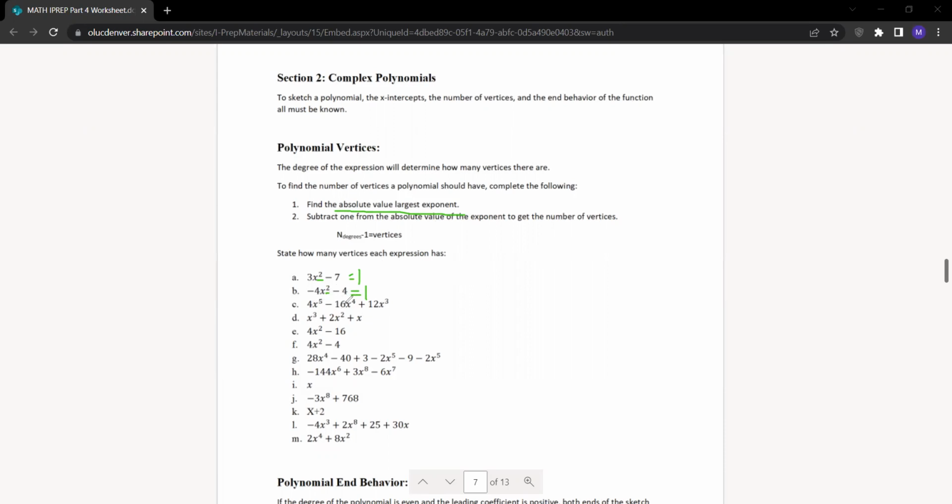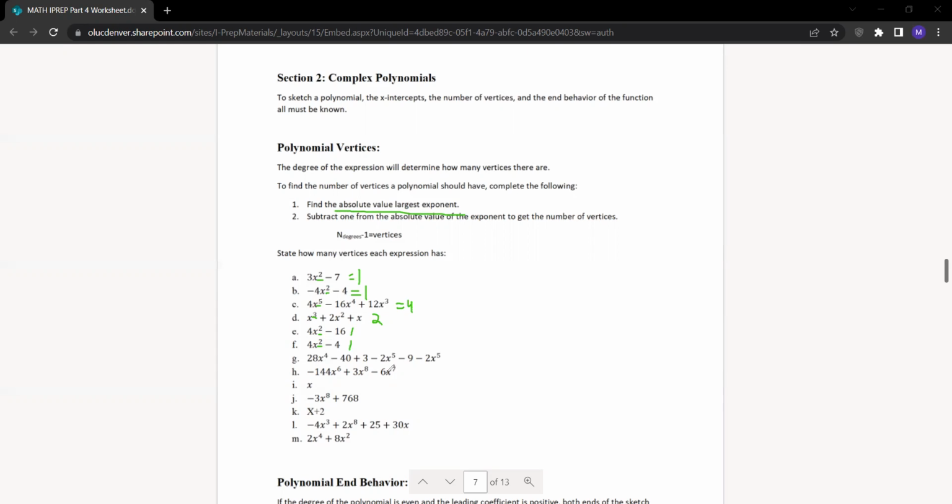Next we have 4x^5 minus 16x^4 plus 12x^3. What's our largest exponent? We have 5. So a degree of 5, minus 1, equals 4. Next, we have x^3 plus x^2 plus x. So 3 minus 1 equals 2. Now we have 4x squared minus 16. What's 2 minus 1? There's 1. And then the same thing on the next one, where we have 28x^4 minus 40 plus 3 minus 2x^5 minus 9.